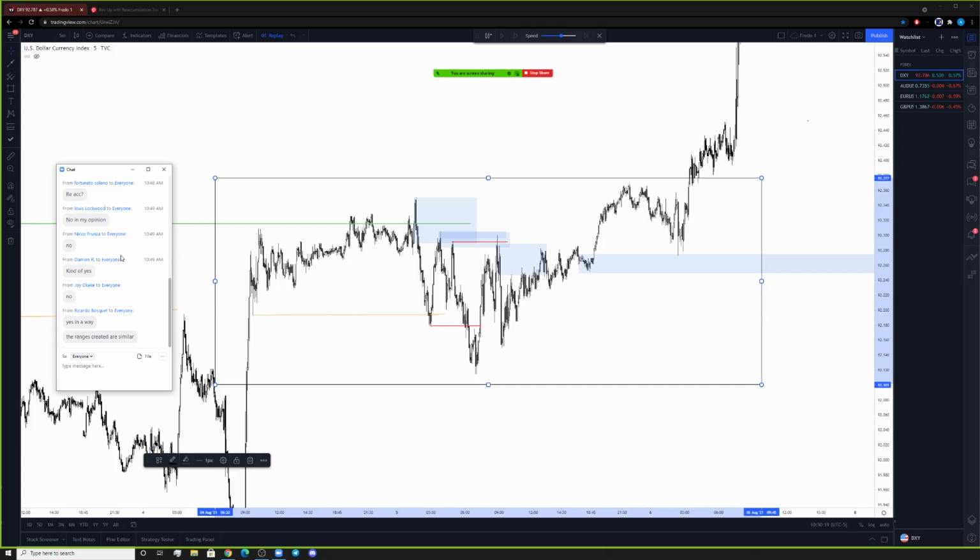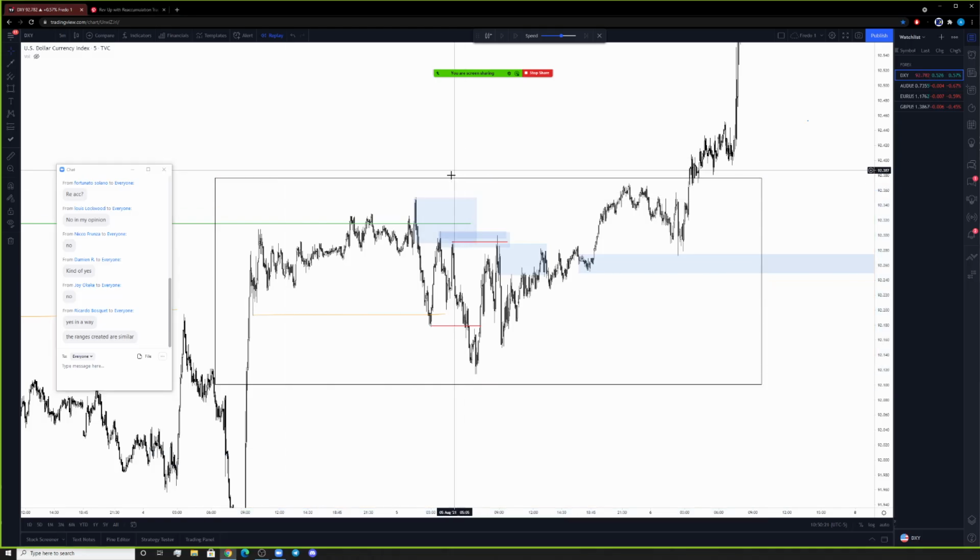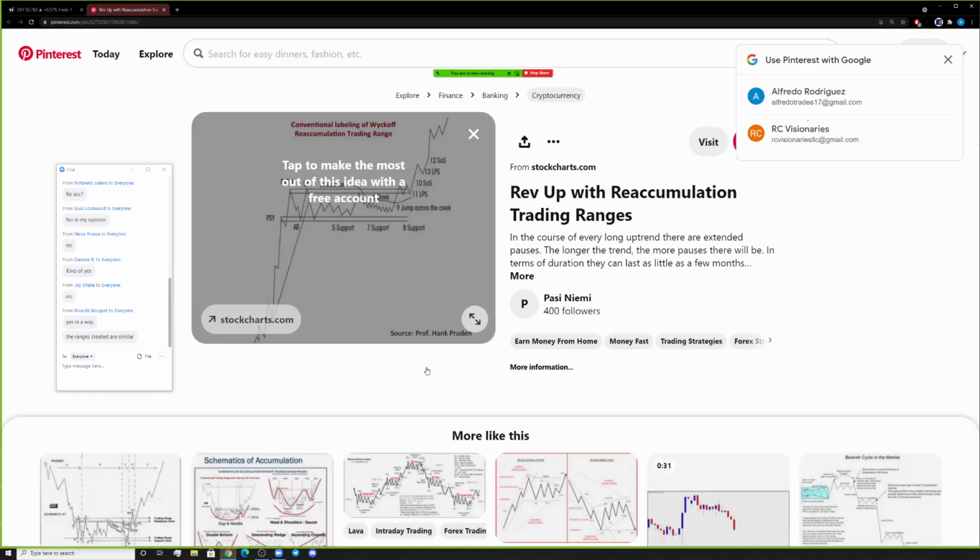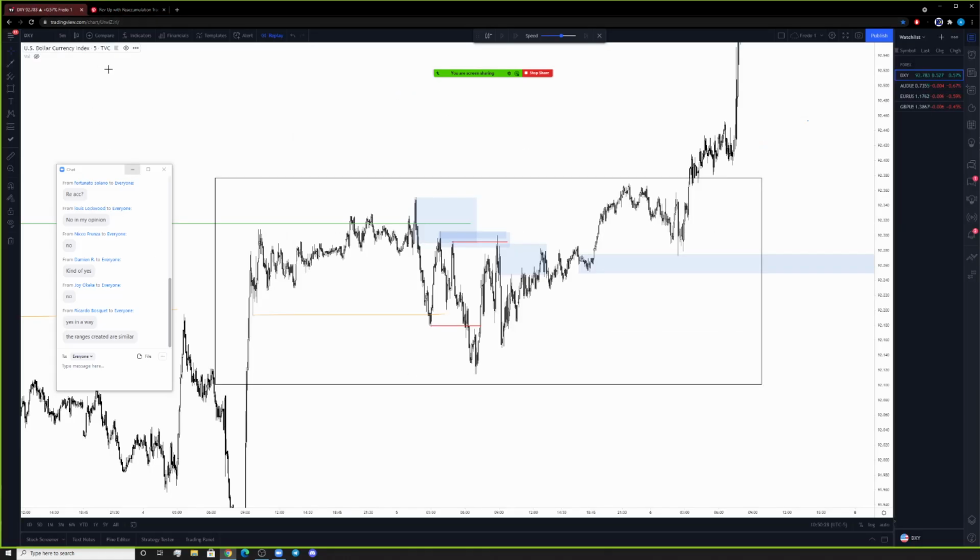Okay, no, that's not the answer I was looking for. So my answer is no. This does not look like this. Right, but now let me ask you another question. What is a Wyckoffian? What defines a Wyckoff trader?